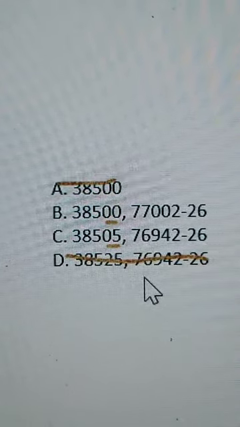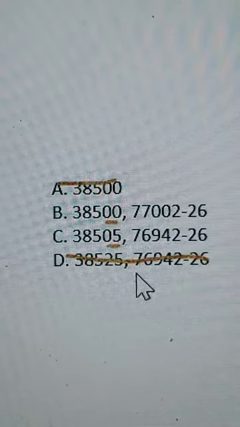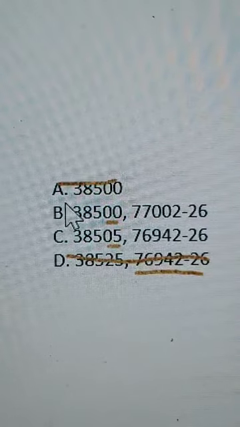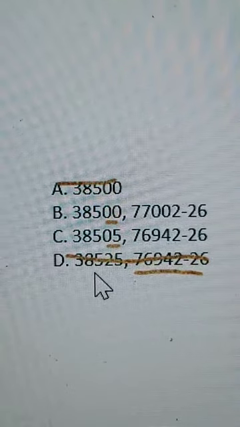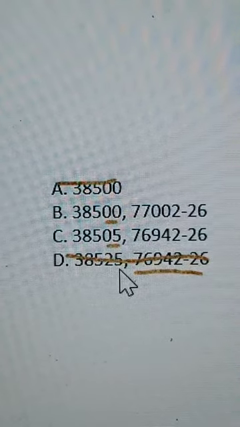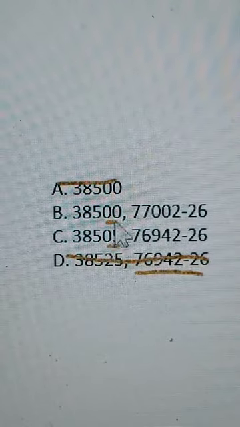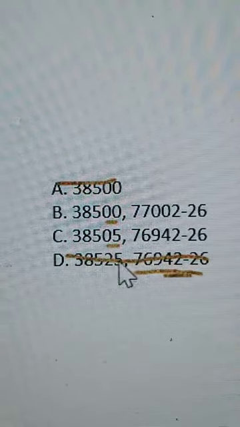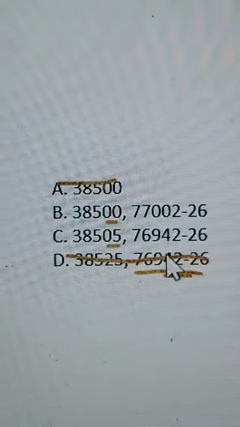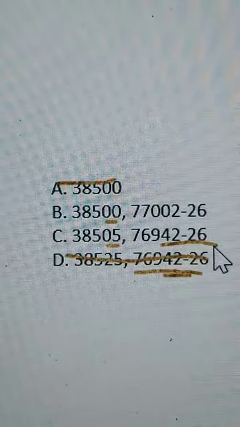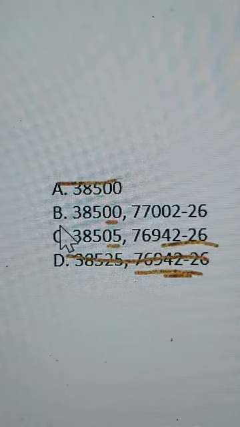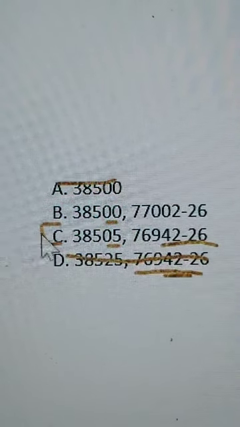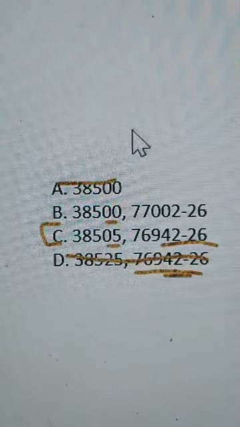But another trick I'm going to tell you about today is, you see in D, and I know D is my throwaway. It's a clear giveaway throwaway. Even if you don't throw away A, you know you're going to throw away D because it's 38525. Numerically, it's 20 codes away from the 00 and the 05. But what it does have is this 76942 in it that is in one of my answers that I know I'm going to keep. Because of that, I think C is my answer, and I could move on to my next question without looking up a CPT code, without looking at my question.